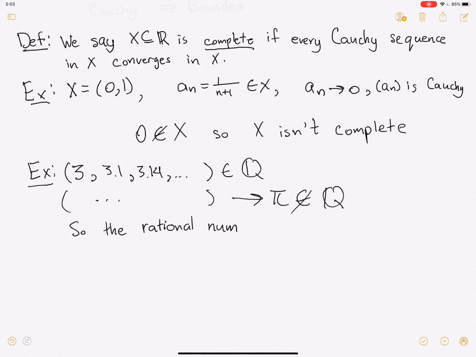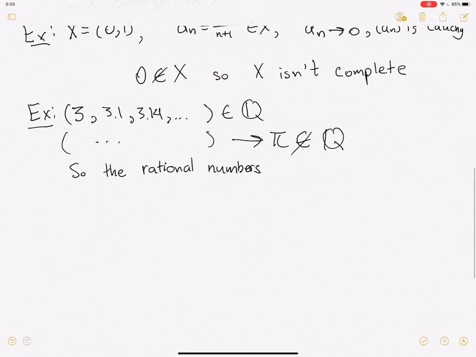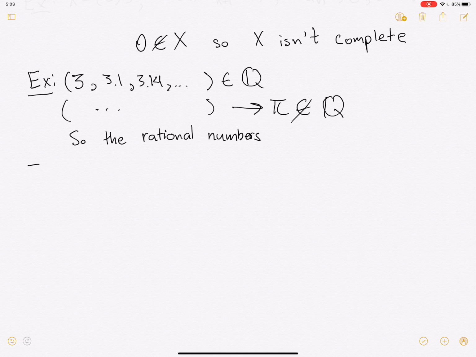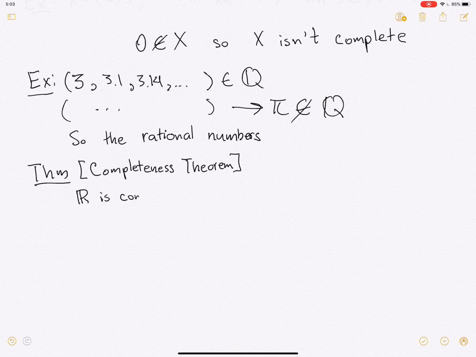And that motivates why we even care about the real numbers. It's because there are these irrational numbers, and what it turns out is that the real numbers are themselves complete. So theorem, let's call this the completeness theorem. It has this simple statement: R is complete.